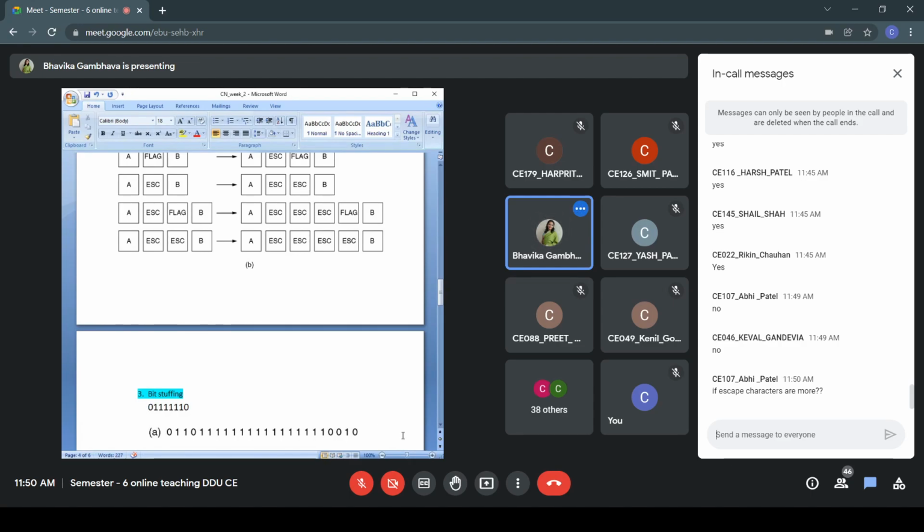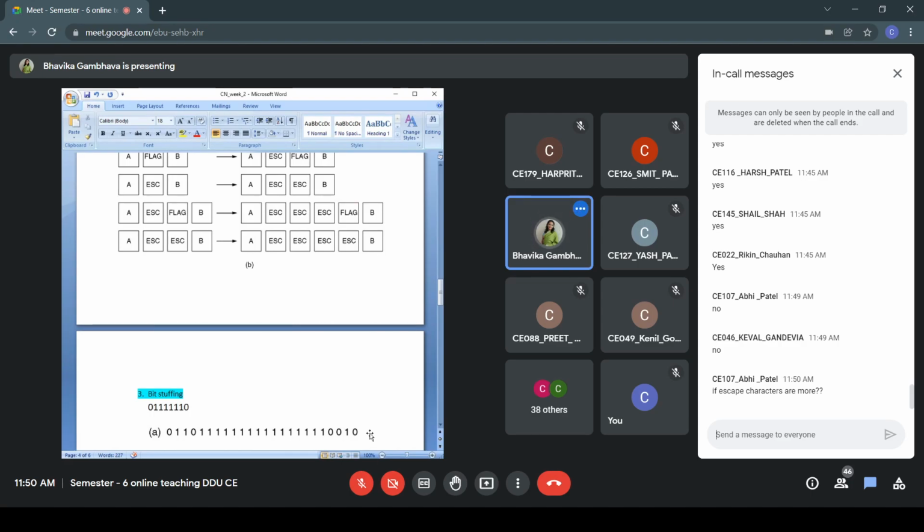So again you may ask, what if this is part of the data? This can very well be part of the string. Then again our receiver might be confused whether that is the end or not. So here the solution is very simple and elegant.